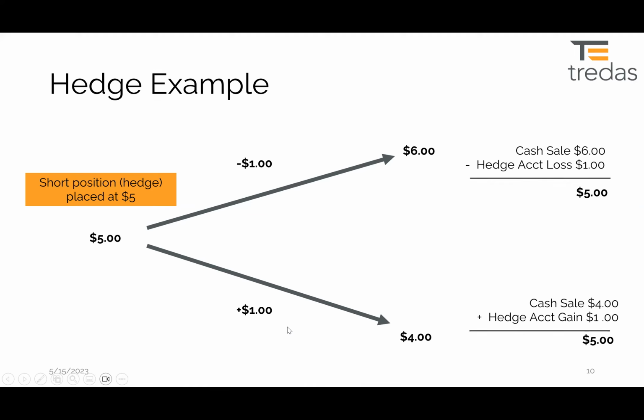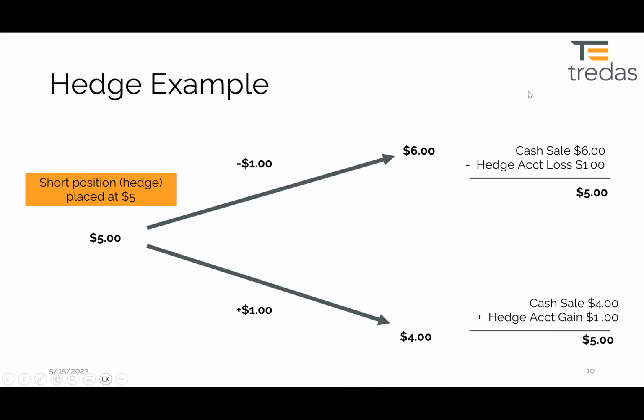A down market scenario would be the opposite of that. We hedged at 5, and the market went to 4. So we've got a $1 gain in your RJO account. We made a cash sale at $4, add the $1 hedge gain on, and we net $5, which is exactly where we started at. So what this shows is that in an up market, the hedge loss isn't lost.